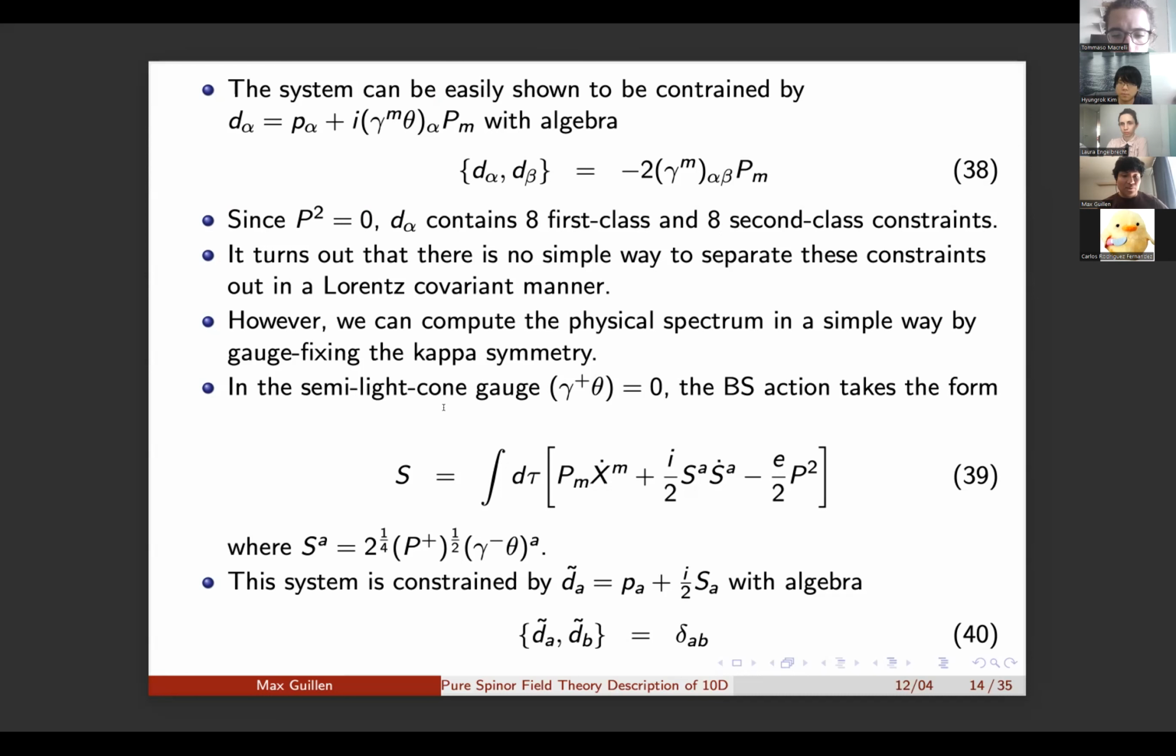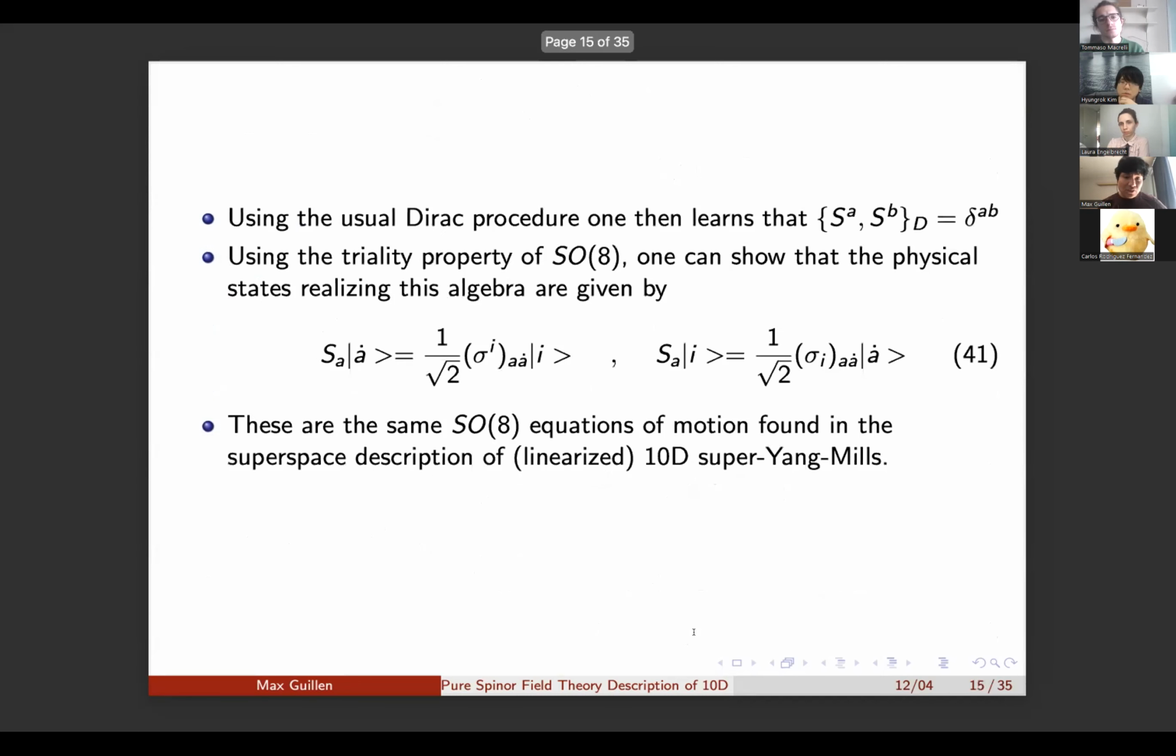For instance, if we use the semi-light-cone gauge, which basically states that gamma plus acting on theta must be 0, the action reduces to equation 39, where S A is given in terms of theta A. Again, we compute the momentum associated to the coordinate S A, and we find that this system is constrained, and the constraint is given by this d tilde A, and the algebra is given by this expression. It's just the identity matrix here. So we can use now the Dirac procedure, and we compute that the Dirac bracket is given by this expression.